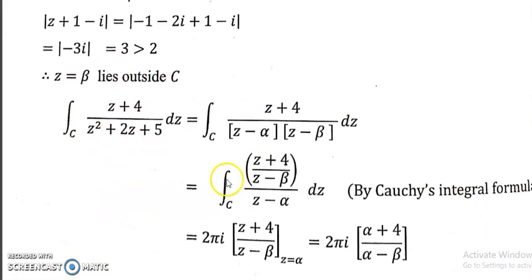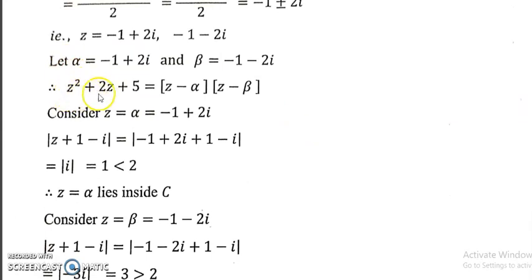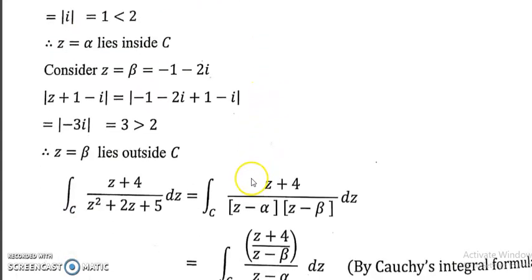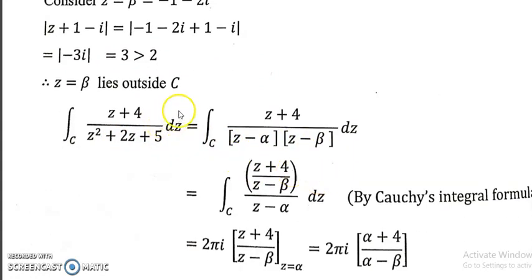Now we take this, and as usual z plus 4, the denominator can be taken as, what about the denominator? That is this particular equation. Roots are alpha and beta, so we can write it as z minus alpha into z minus beta. So I have taken the denominator as z minus alpha into z minus beta. So this is what we are going to integrate, and this is our question.